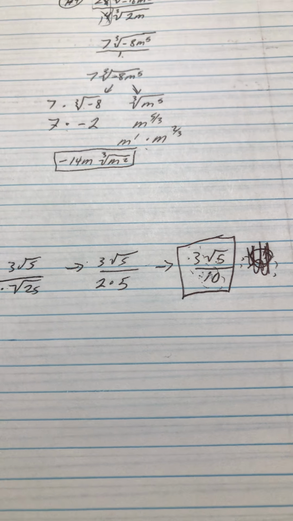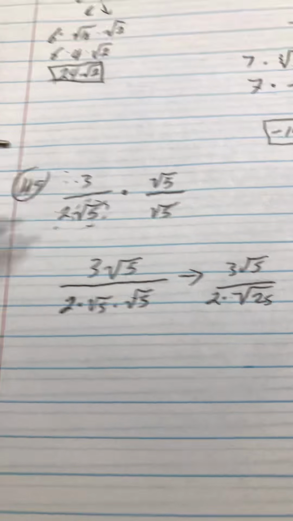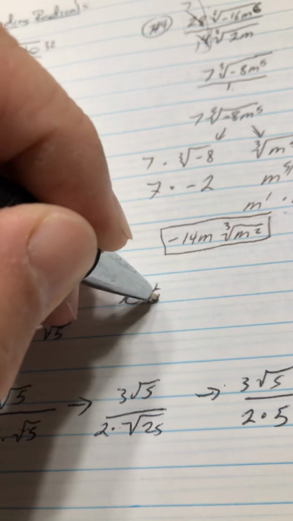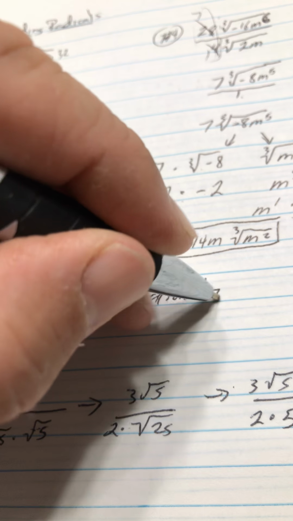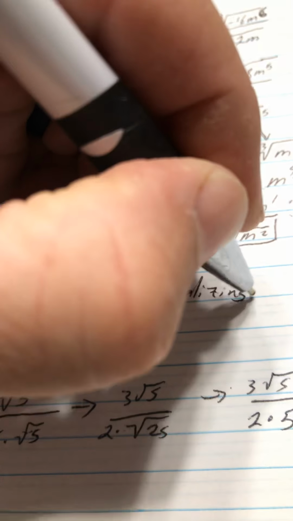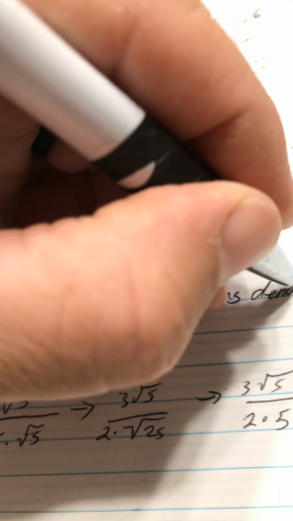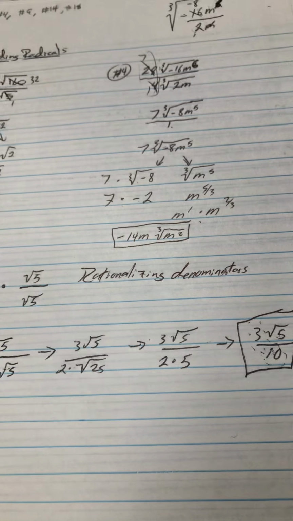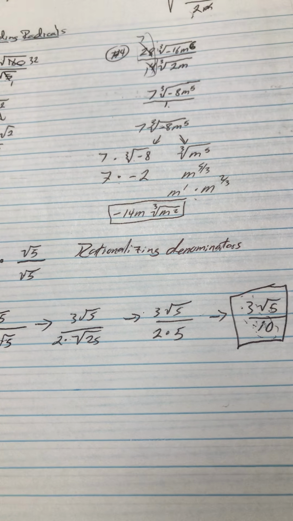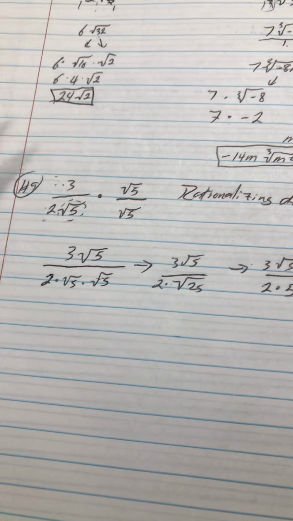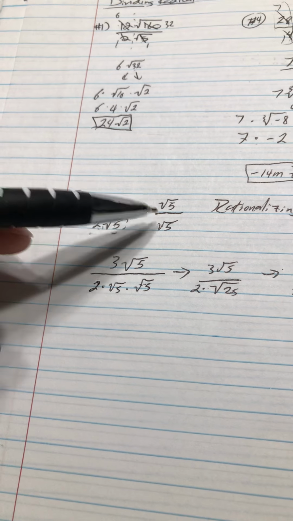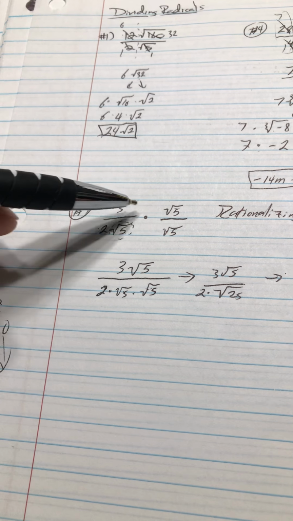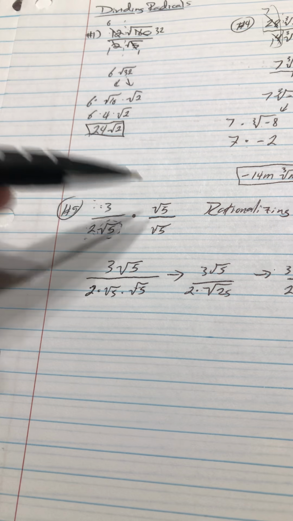That's it. So recap, when you're rationalizing denominators. Sounds like an Arnold Schwarzenegger movie. If it's a monomial, just the radical, multiply top and bottom by whatever's under that radical.